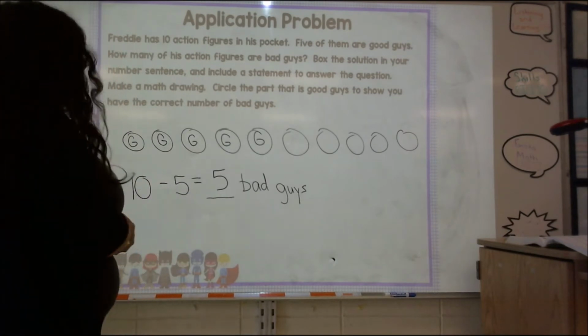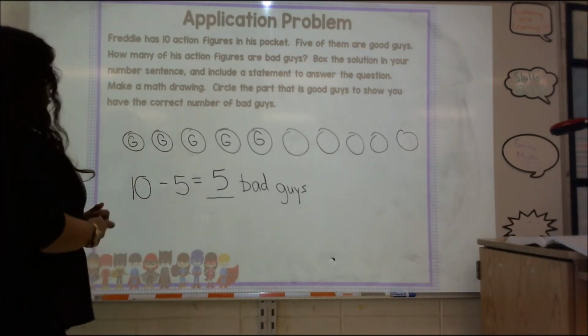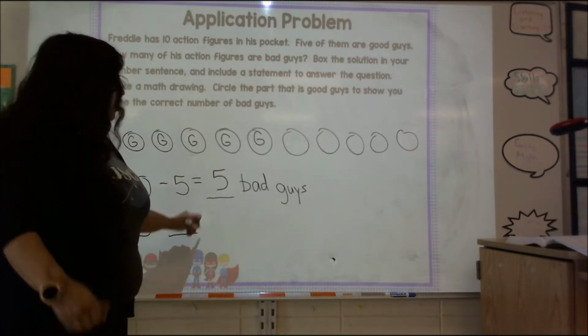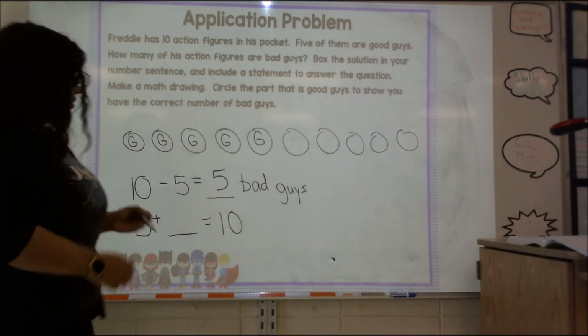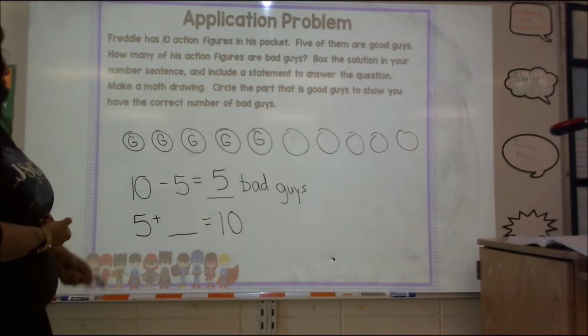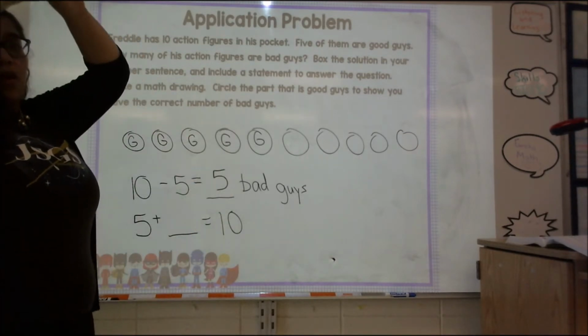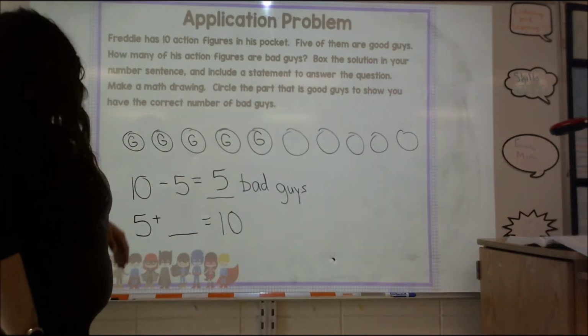Excellent work. Okay, so as you saw, we used subtraction to solve this. We could have also said that 5 plus some bad guys is equal to 10 action figures. And we still would have found that there are 5 bad guys because this is all one number bond. These are all coming from the same number bond.